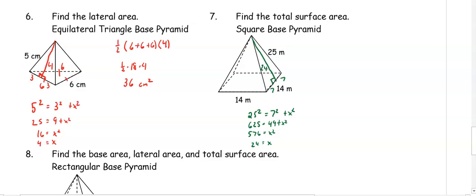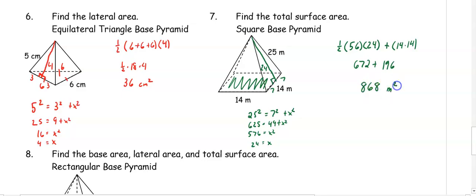When we go to find our area then, we have to do 1/2 our perimeter. Well, if there are 4 sides that are 14, our perimeter is going to be 56 times our slant height of 24 plus the area of one base. Well, remember our base is a square, so we have 14 times 14. So we get 672 plus 196, which is 868 meters squared.